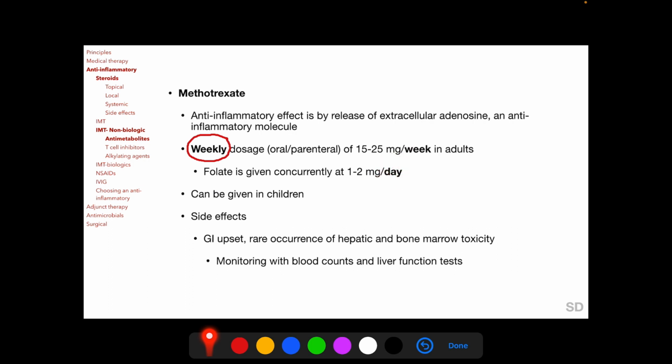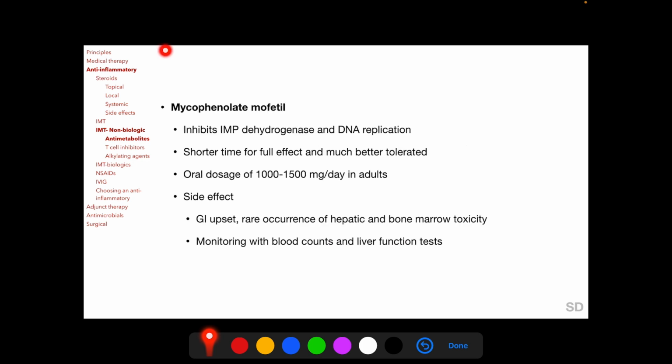It has been shown that methotrexate can be given in children, and side effects of methotrexate are GI upset and rare occurrence of hepatic and bone marrow toxicity. So monitoring with blood counts and liver function tests are very important.